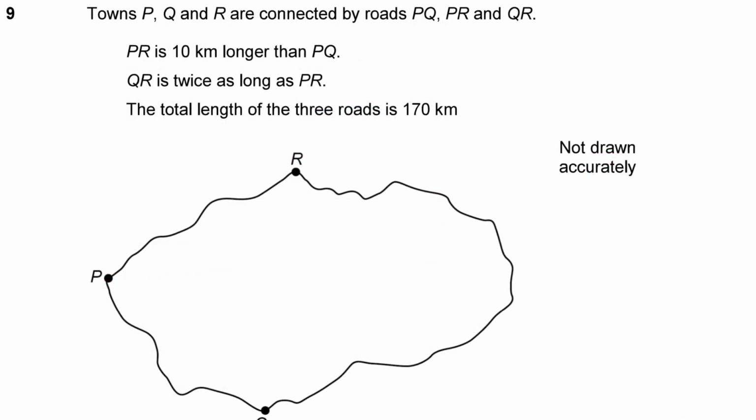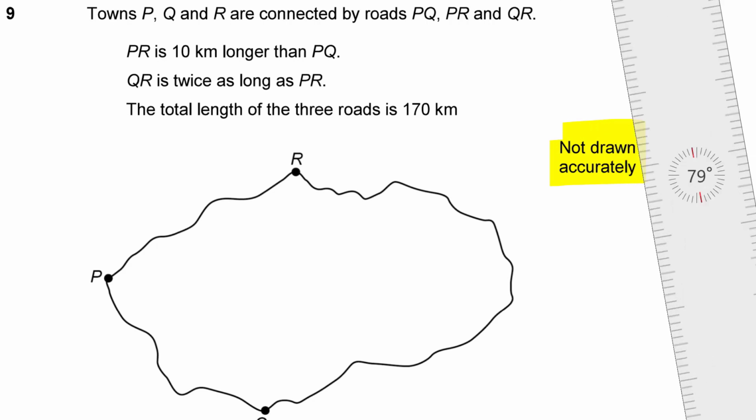Question 9. Towns P, Q and R are connected by roads PQ, PR, QR. PR is 10 kilometers longer than PQ. QR is twice as long as PR. The total length of the three roads is 170 kilometers. Alright, now this is not drawn accurately, so it's not about measuring the distances and using those. I'm going to have to work it out.